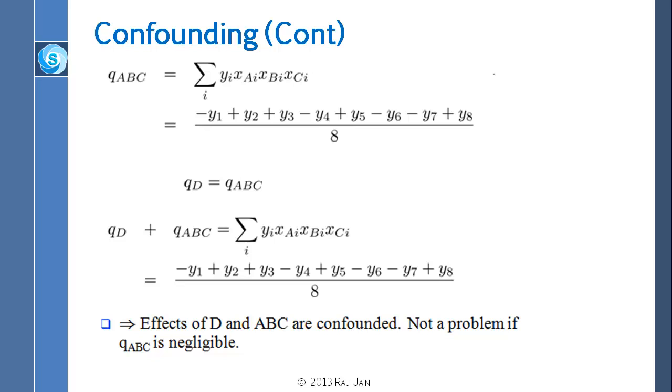So when you get that effect, you don't know whether it is QD or whether it is QABC. And how much of this is QABC, you don't know that. But if you assume that the QABC, so basically what you are getting is the sum of those two. And if you assume that this is negligible, then you can assume that this whole thing is QD. So if you know QABC is negligible, then this is a good design. If you know QABC is non-negligible, then this is not a good design. Yeah, that is the system.